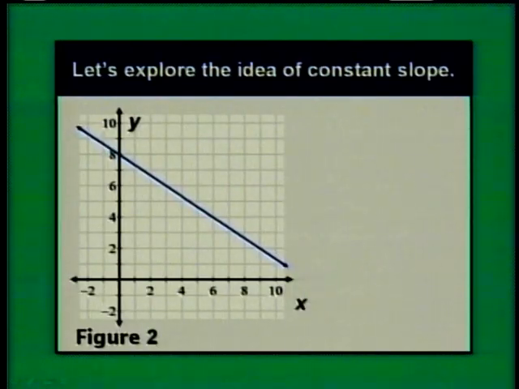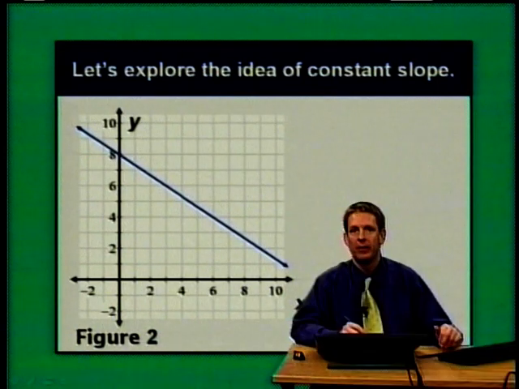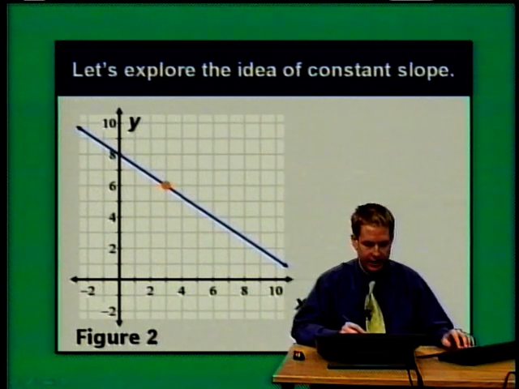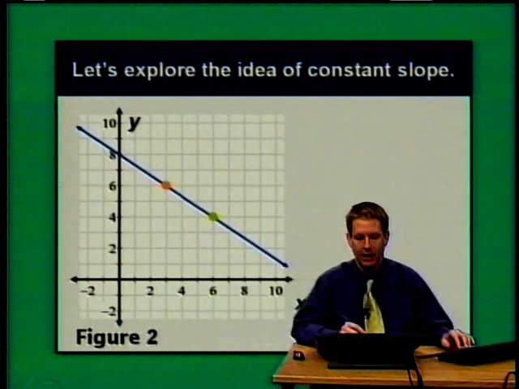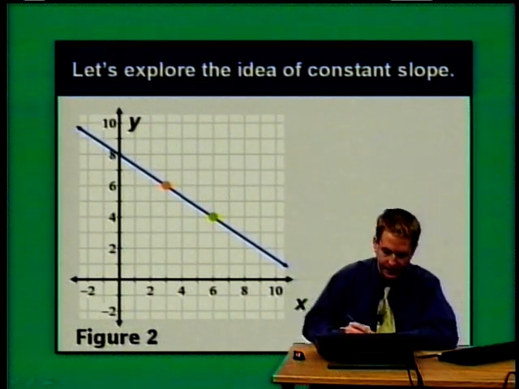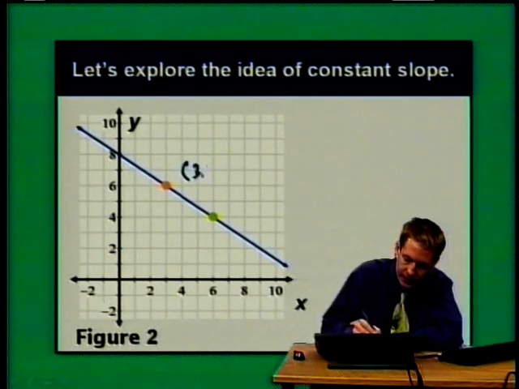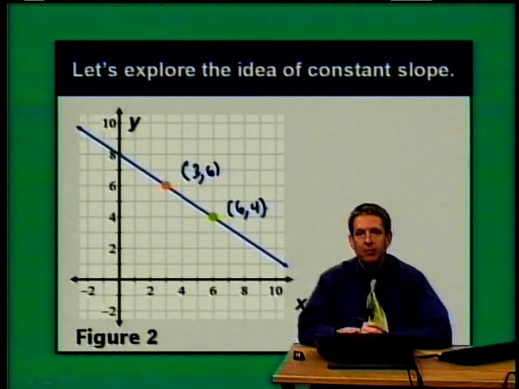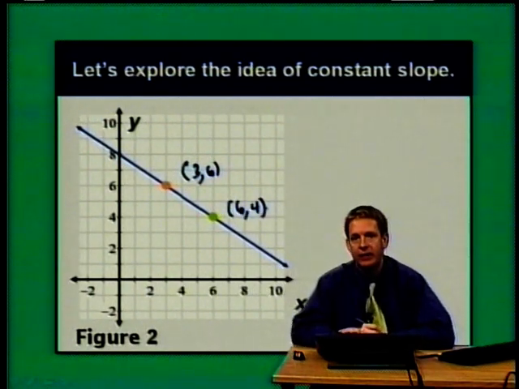So let's explore the idea of constant slope. I have a line here. Here's one point on the line. It seems to be the point (3, 6). Here's another point on the line. It seems to be the point (6, 4). So this is (3, 6). This is (6, 4). Now suppose I wanted to start at the point (3, 6) and do a rise over run that landed me at the point (6, 4).